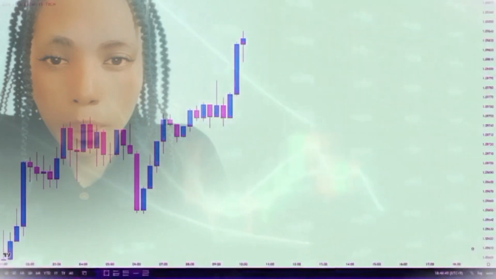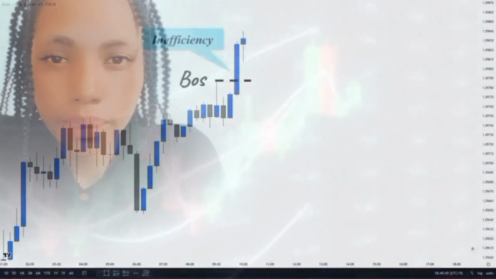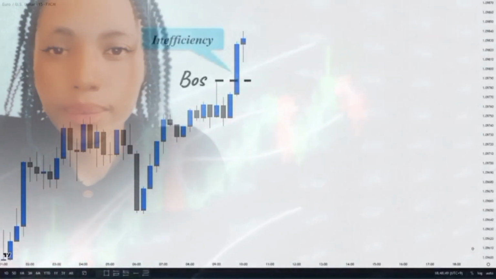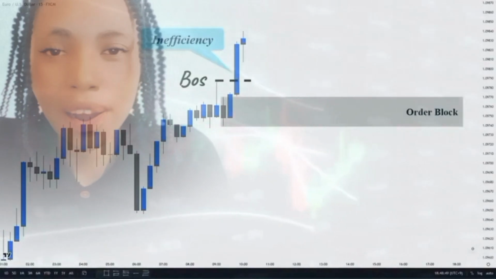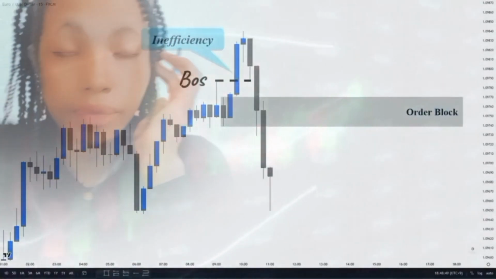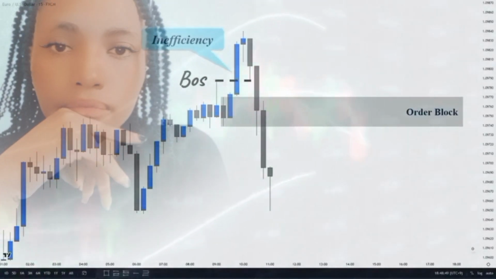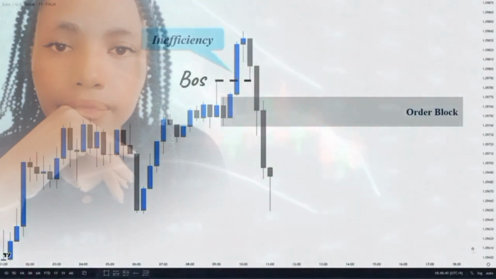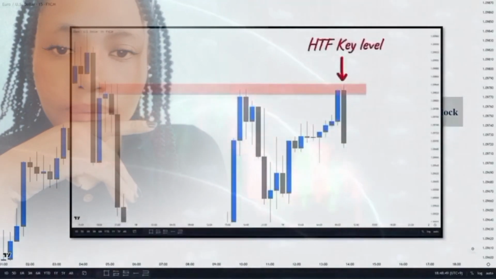Here on the Euro 15 minutes chart, we had a strong bullish move that created inefficiency and broke market structure. As a result, we have a valid order block, which is a great demand level to go long. However, the market suddenly changes direction and breaks below this demand level with large candles. This change in direction could be due to the price tapping into a higher time frame resistance level.